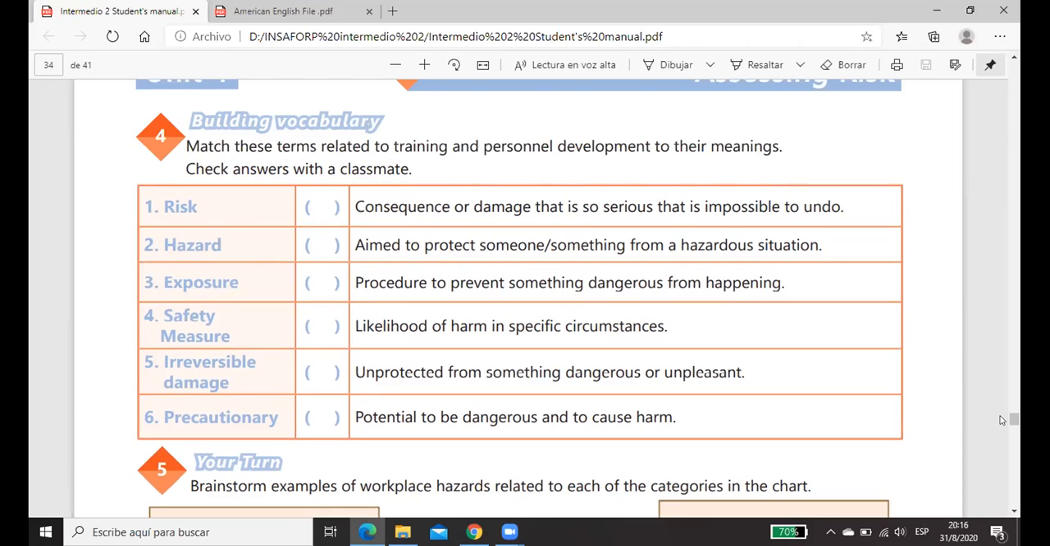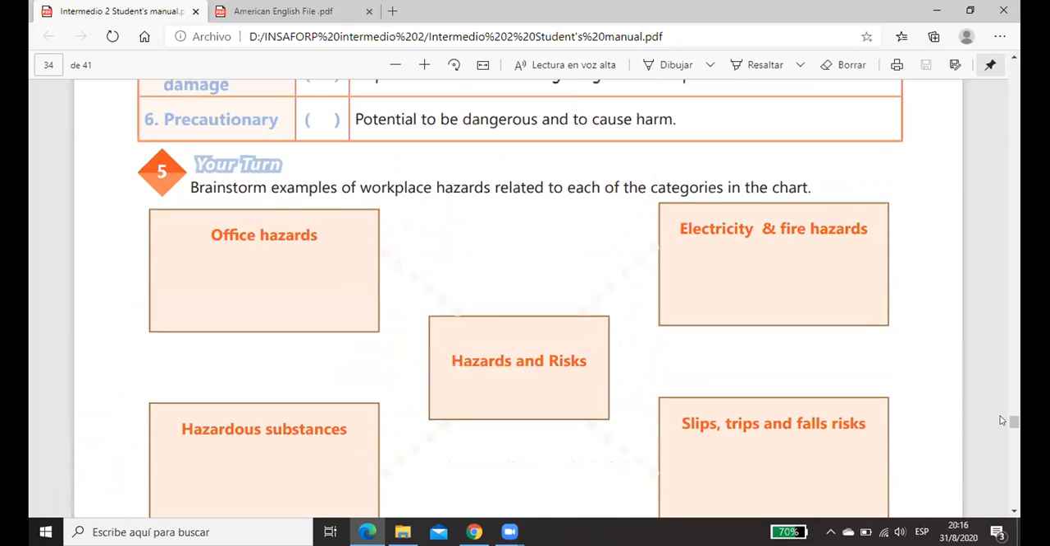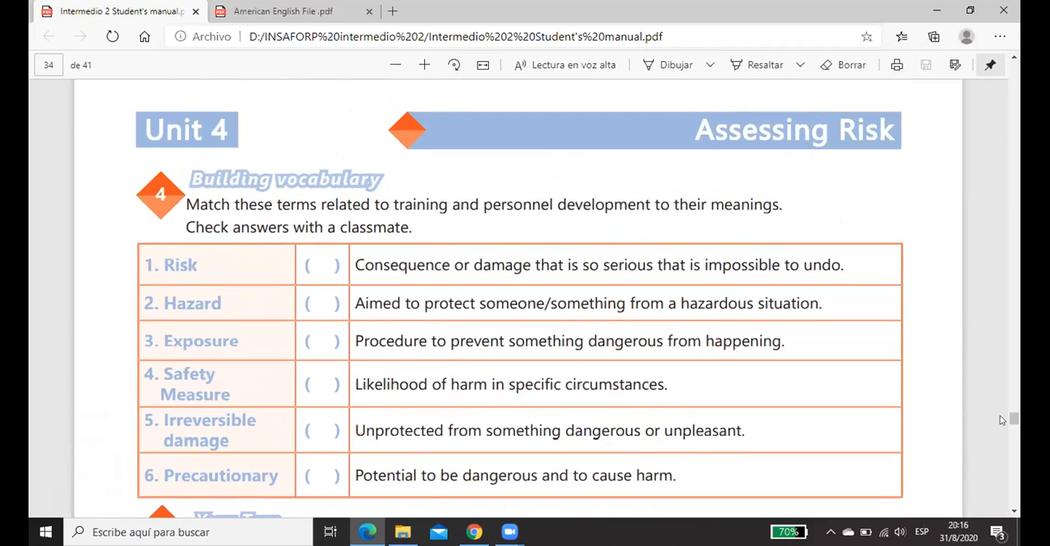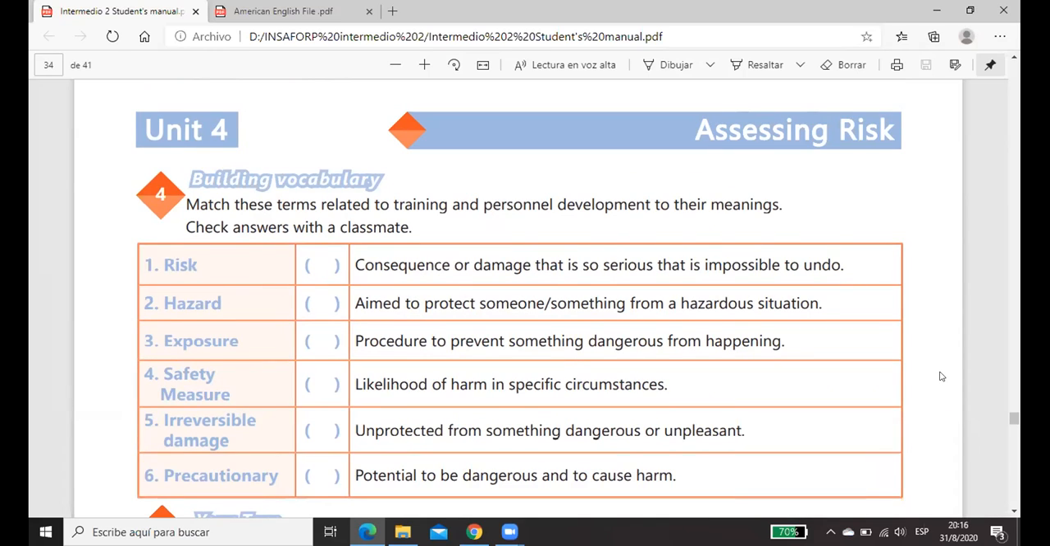So first, let's try to do this. I'm working on page 34, all right? Let's go ahead and match these words with their definitions. All right, so let's begin. We have risk. What do you think that is? Potential to be dangerous and to cause harm.